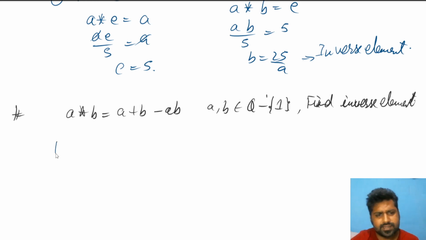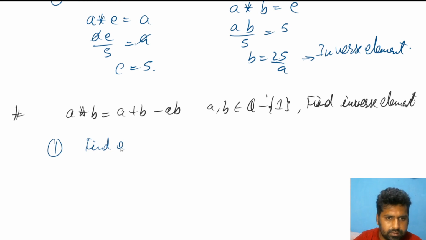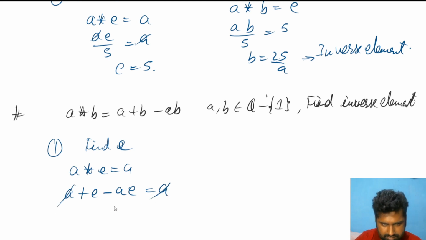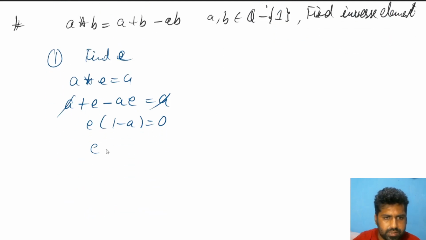So again, for that use step 1, find E first of all. So A star E should be A. So A plus E minus AE is equal to A, cancels. I can take E common: E times (1 minus A) is equal to 0. So E is 0. 0 upon anything is 0, na?